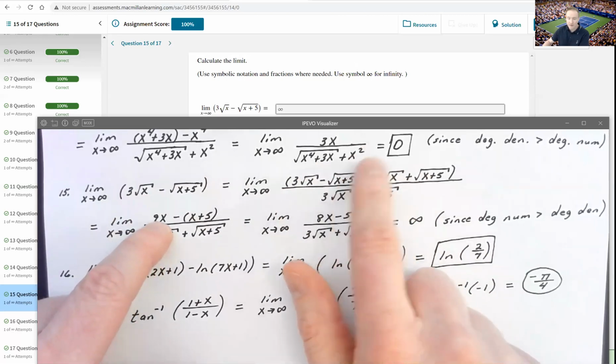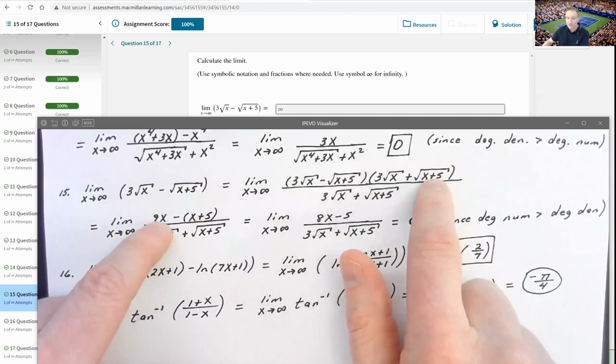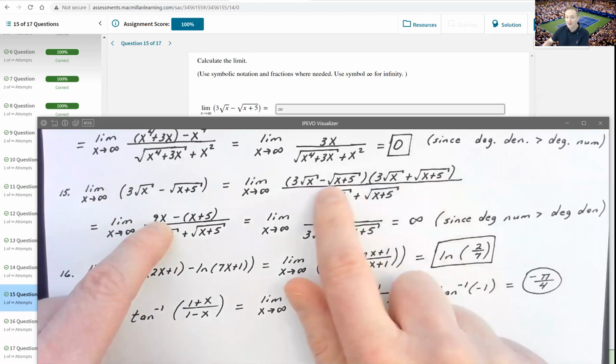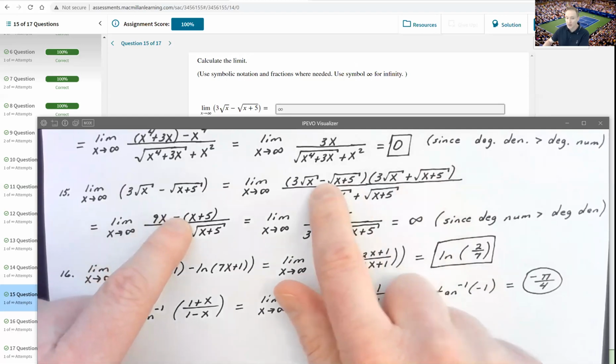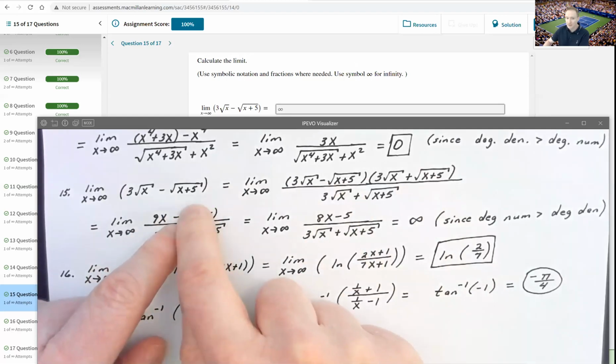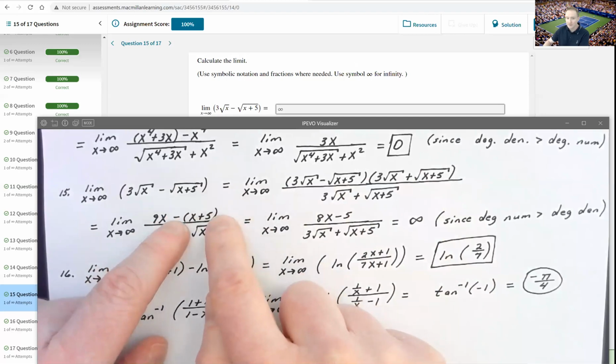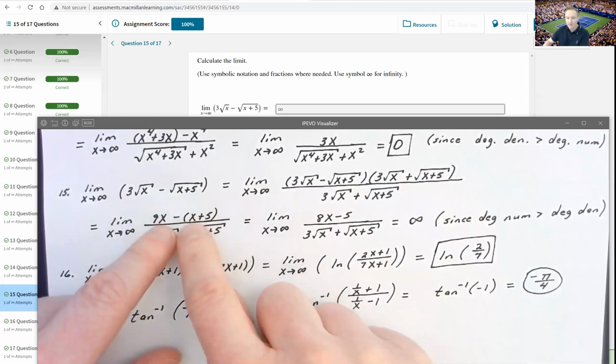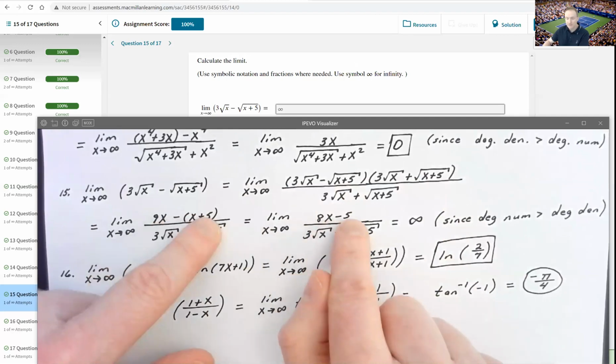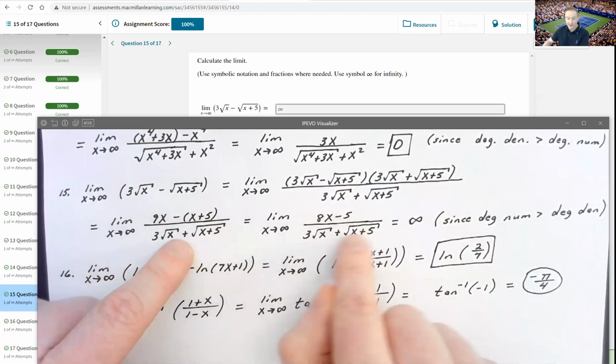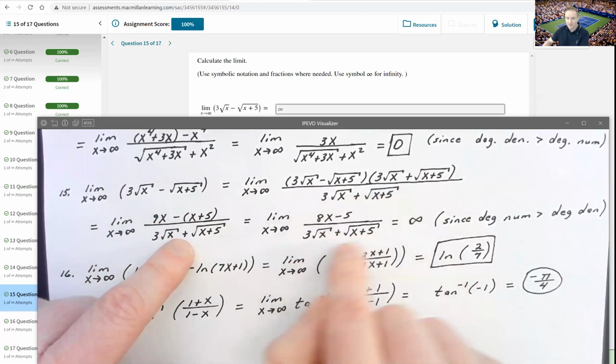The square root of x plus 5 times the square root of x plus 5 is the group x plus 5, but it's that entire group being subtracted. Please be careful. I could see a lot of people not putting the parentheses there, and it would be bad. You're subtracting the entire group x plus 5. Now, in my numerator, 9x minus x gives me 8x minus 5. My denominator I've just left the same since this step.